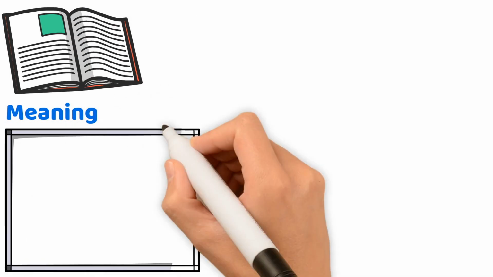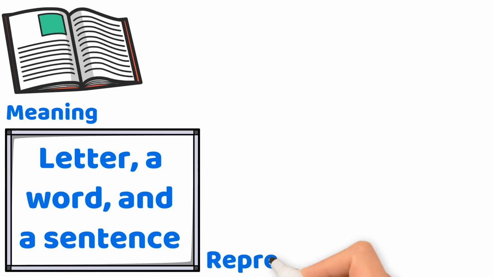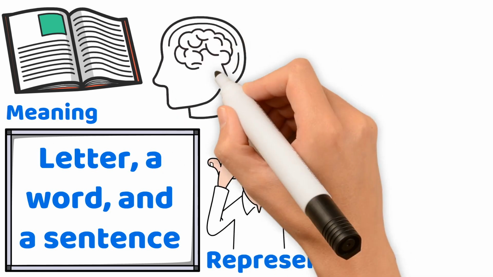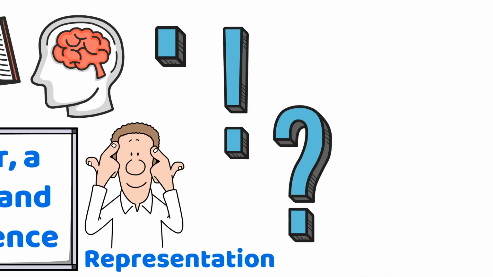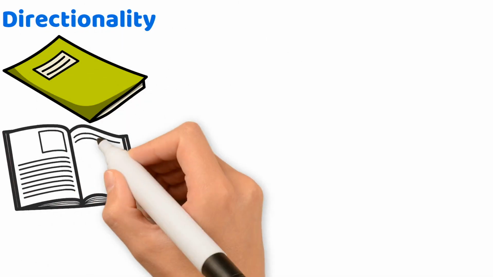Second, there is a difference between a letter, a word, and a sentence. This is called representation, and it includes identifying word boundaries and understanding punctuation marks like periods, exclamation points, and question marks. Third is directionality, and this is knowing that in English, we read text from left to right and from top to bottom.